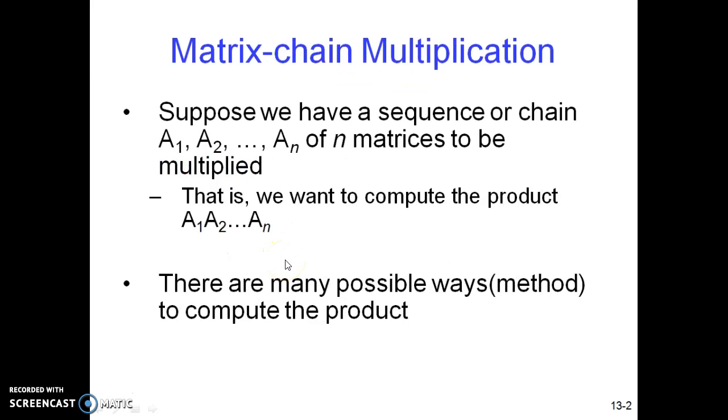Suppose we have a sequence or chain A1, A2, ..., An of n matrices to be multiplied. That means we multiply the n matrices A1 to An. There are many possible ways for this n-matrix multiplication. We explain it.